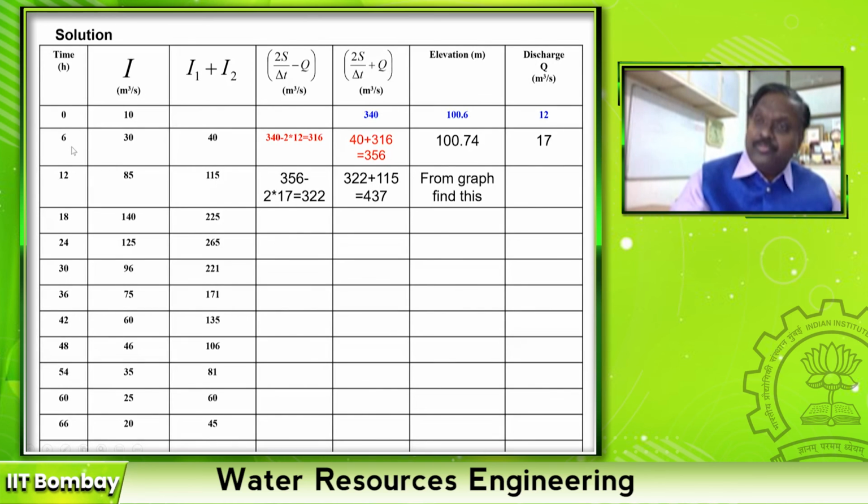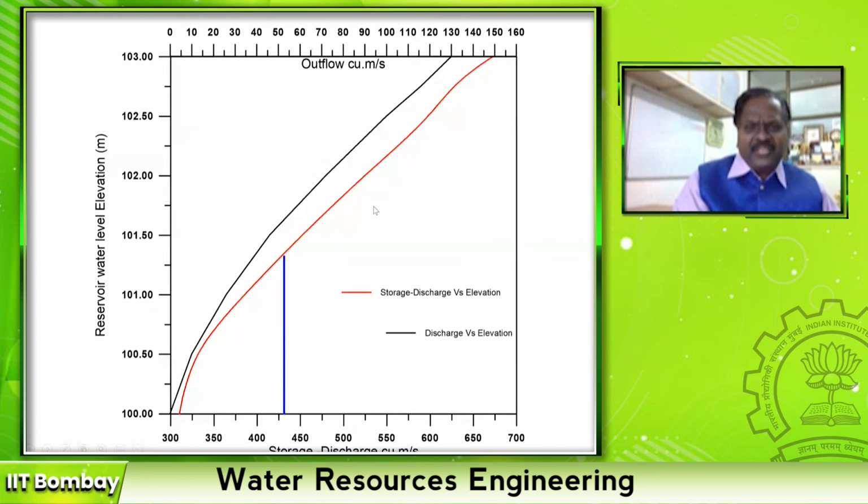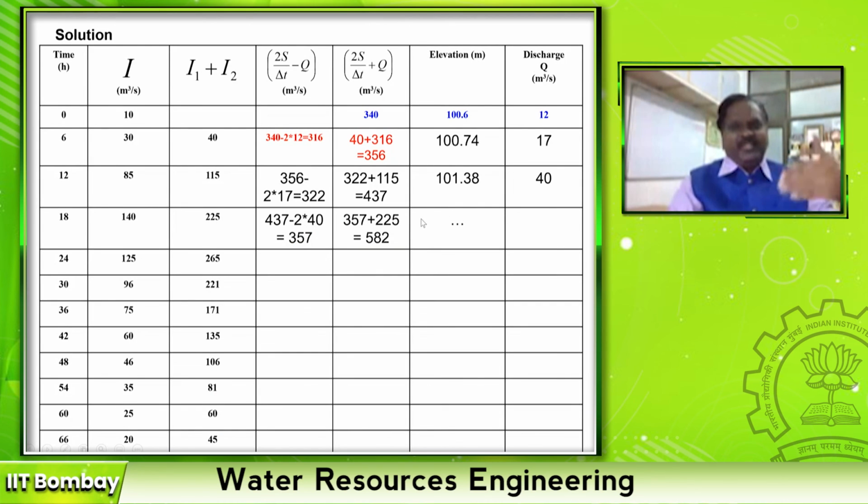Now when I route the flood between 6 hours and 12 hours, 6 hours will become the starting point and 12 hours becomes the end point. So at the start point, what is the initial 2S1? That is whatever happened at the end, this 356 minus 2 times of 17, that will become the initial storage plus this total inflow 437. Now go to the graph for 437, pick up what is the elevation and then what is the discharge, 40, right? So like that, you go on filling up.